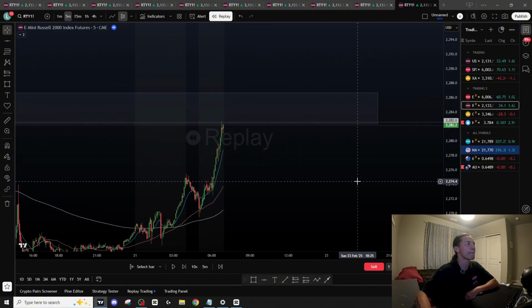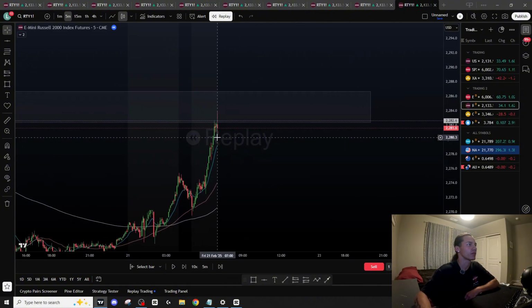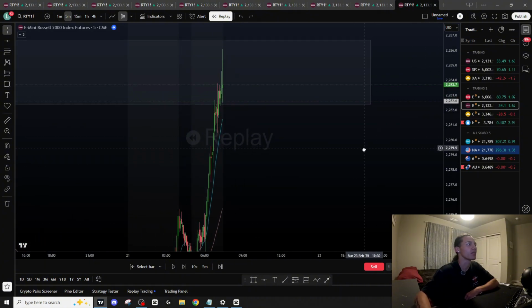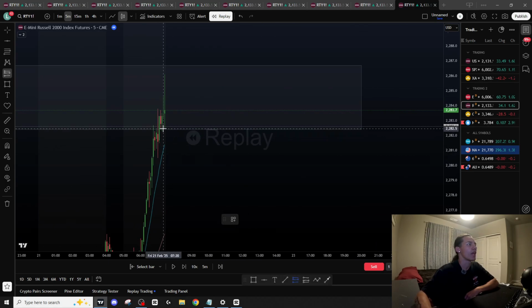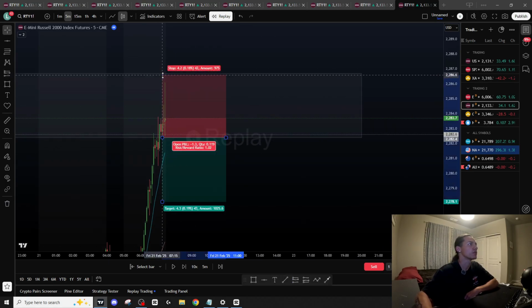So here, looking for a break of the candle. This is right at New York Stock Exchange open. It's actually a little bit after. So it actually gave you a break of the candle entry right here and lost. So you got to be careful with this stuff.